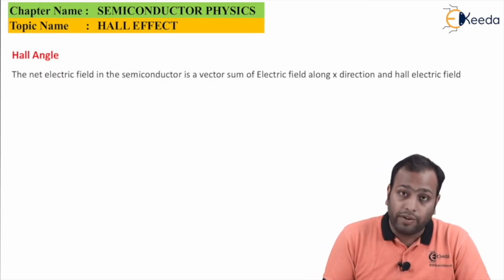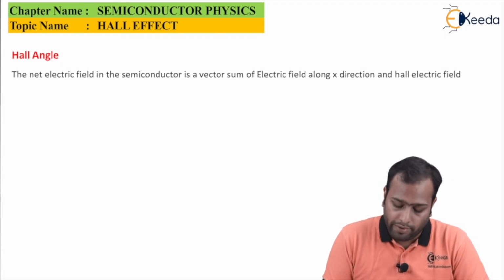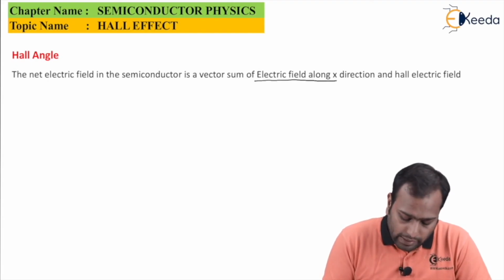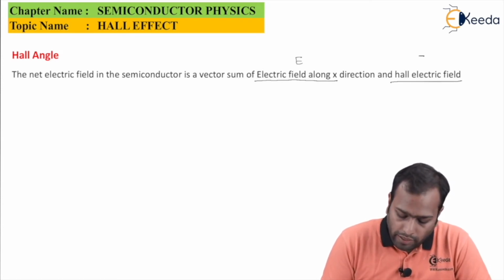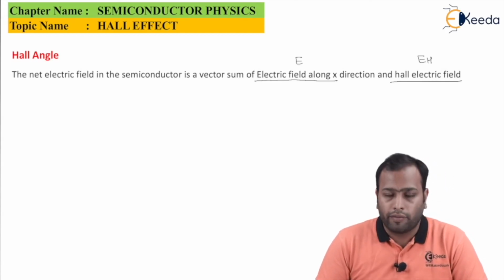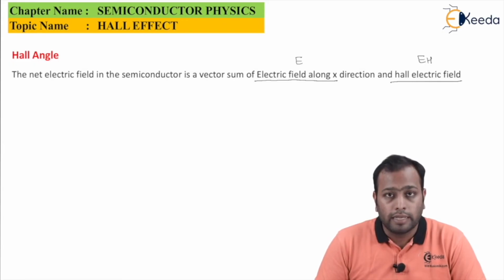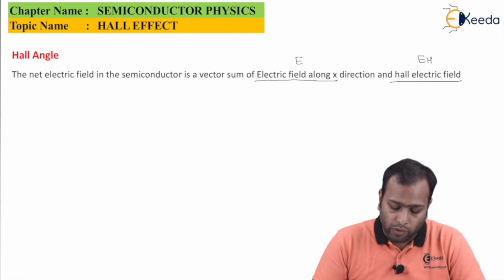The net electric field in the semiconductor is the vector sum of the electric field along the x direction and the Hall electric field. So basically this is the electric field along the x direction, which means it's E, and the Hall electric field, that is E_H. Now we all know that the net electric field in a semiconductor is nothing but the sum of the electric field which we have provided and, of course, the Hall electric field which is attained.